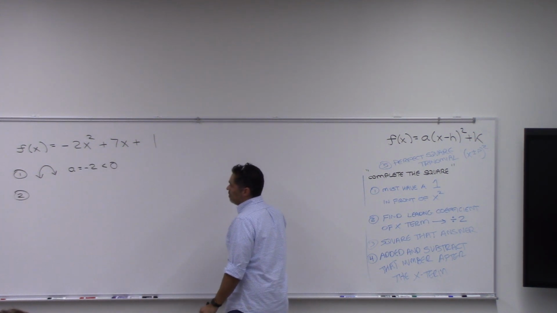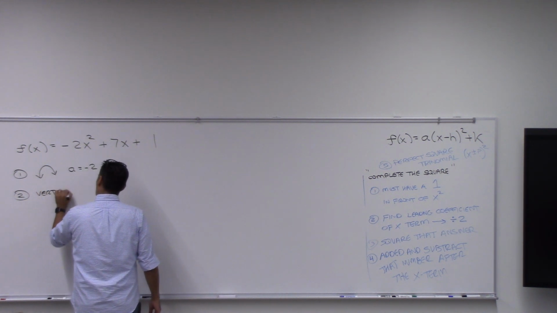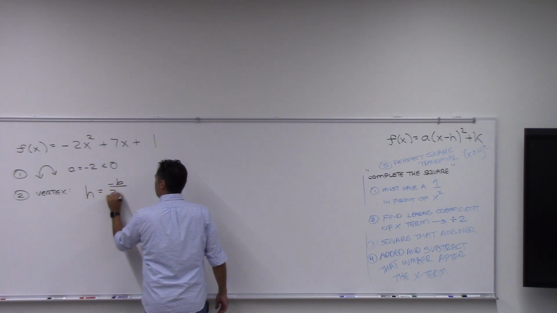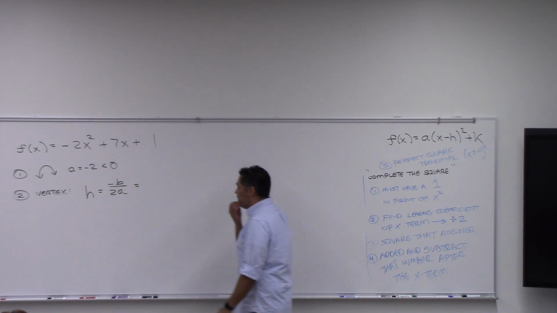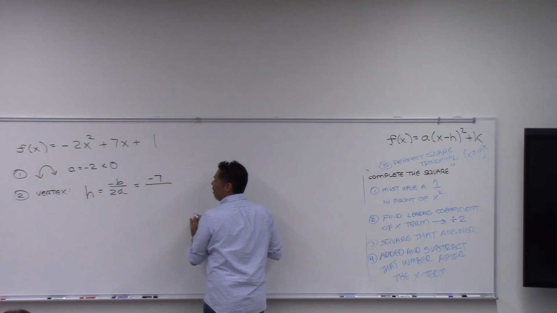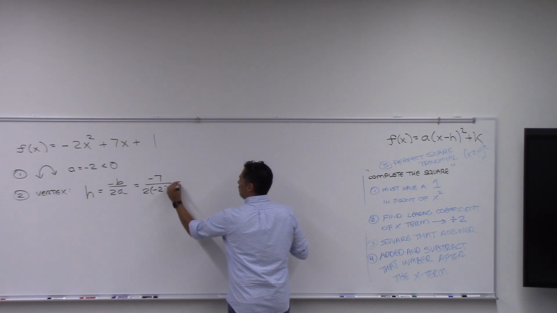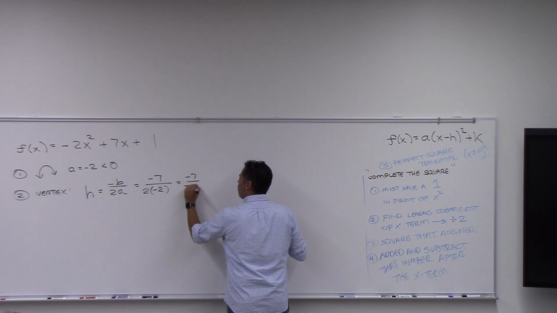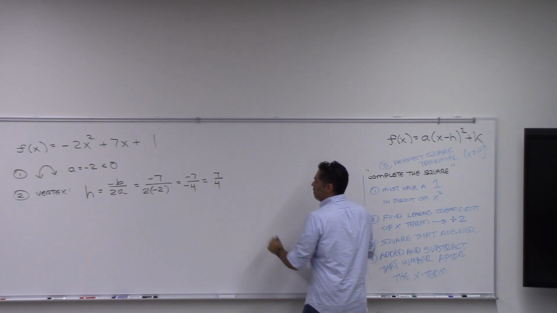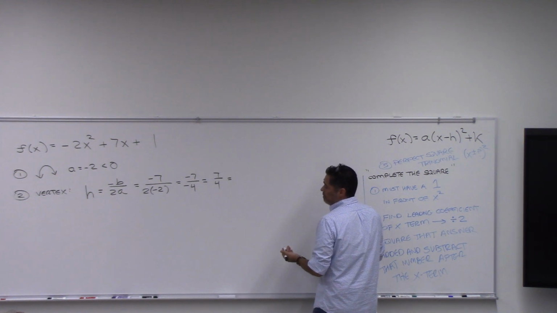Second step is vertex, right? And to find the vertex, we use a formula. H is negative B divided by 2 times A. What is negative B for us? Negative 7 over 2 times negative 2. That's negative 7 over negative 4. 2 negatives become positive, 7 over 4, right? And that is a decimal, right?